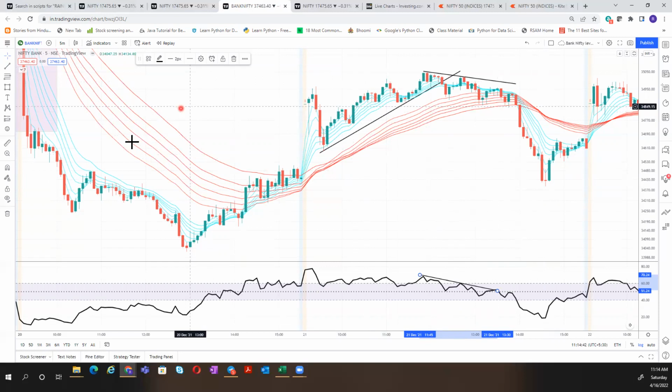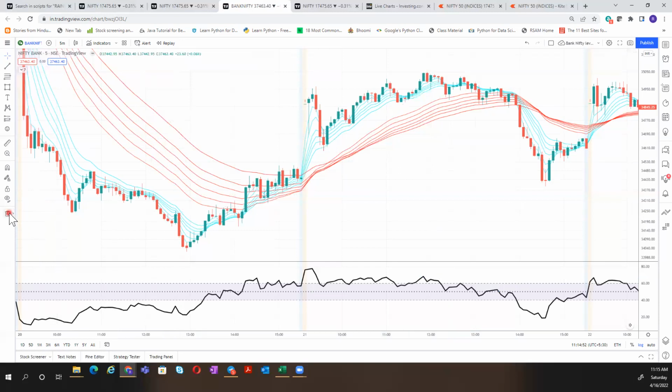All right. Now, let me go ahead and remove these lines. For some reason, I think my system is getting overheated. You can see the slow movement.